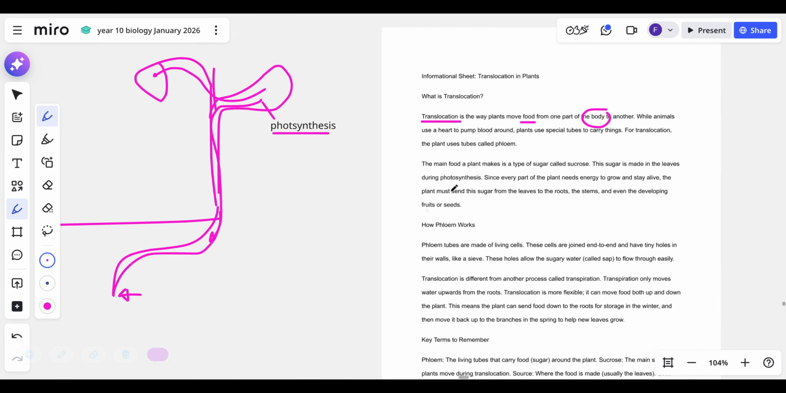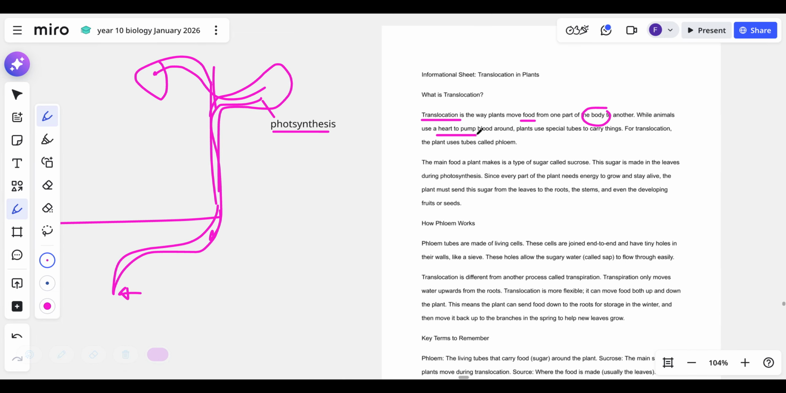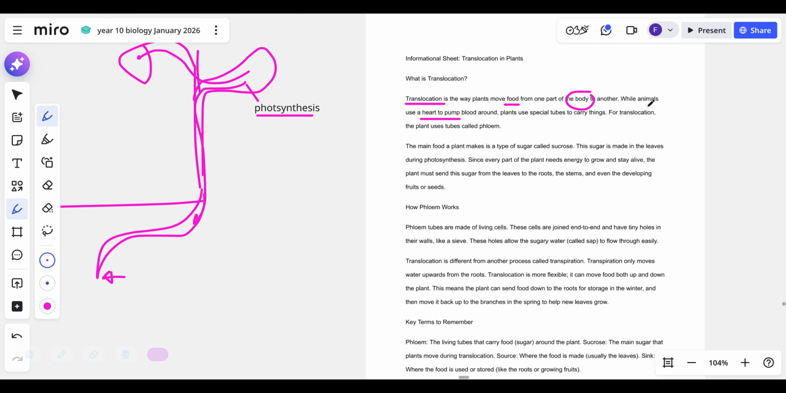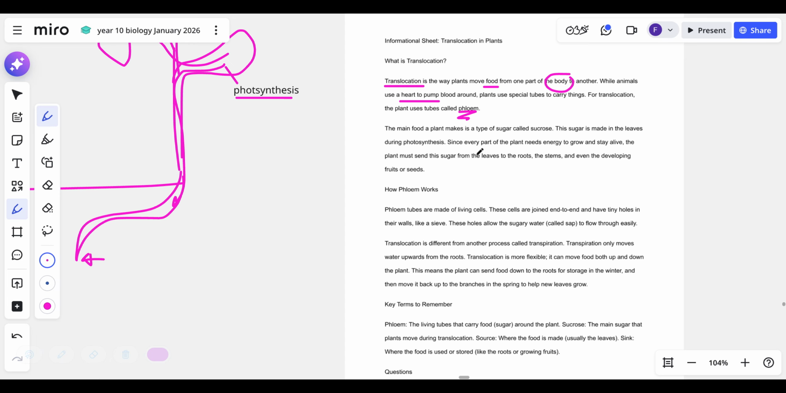Now, as I said to you last time, animals, us, we use a heart. Plants don't have a heart. And we looked at two bundles, the vascular bundles. We looked at the xylem and the phloem. Now, the xylem, I showed you how to do experiments on it and have a look at xylem with celery and other plants with stalks.